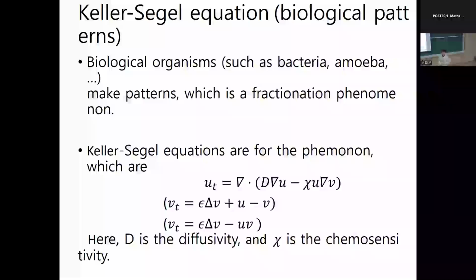Question: what do U and V represent? Is it a population species? Yes. In the chemotaxis model, U is the population density of bacteria, amoeba or cells. And V, in the second case, is some chemical or pheromone produced by the bacteria or amoeba. In the third case, V is the density of food or some resource, sometimes oxygen.